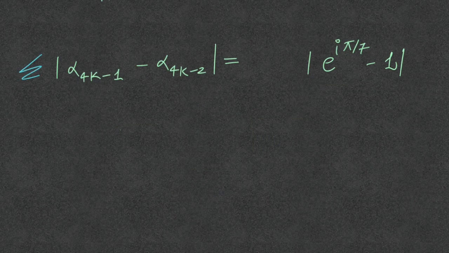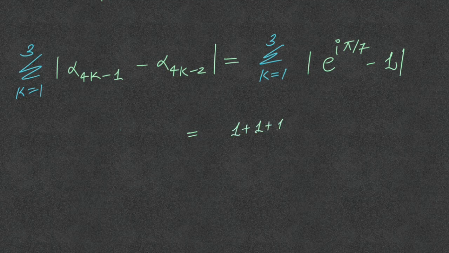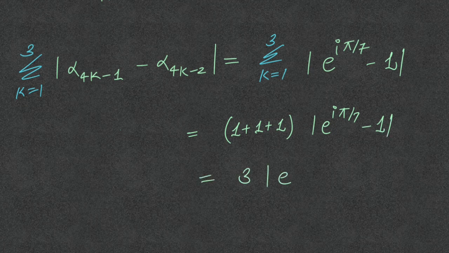Taking summation both sides, k starts from 1 to 3. Again this summation is acting on k and this becomes a constant for that. So clearly we are adding 3 times, and mod of e to the power iota pi by 7 minus 1 remains as it is, which is equal to 3 times mod of e to the power iota pi by 7 minus 1. This is equation number 2.